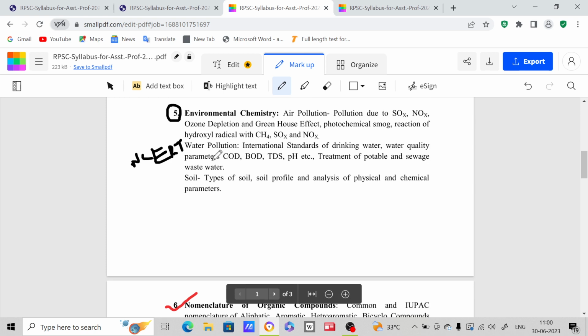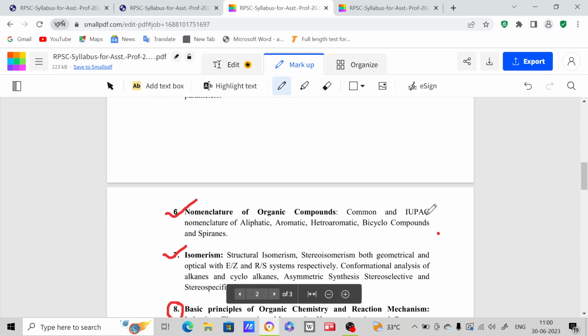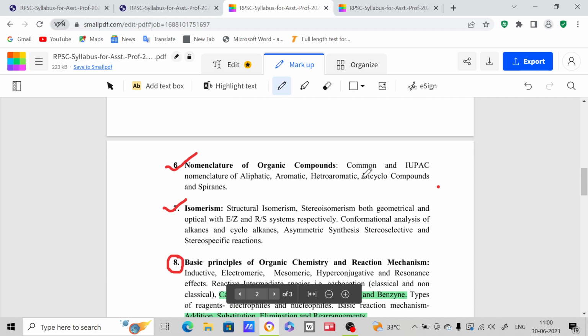Next one, in this also you have to focus on COD, BOD, TDS, pH. Just focus on these terms, and drinking water and D2O. What is heavy water? You have to focus on those terms particularly. So next one is nomenclature of organic compounds.